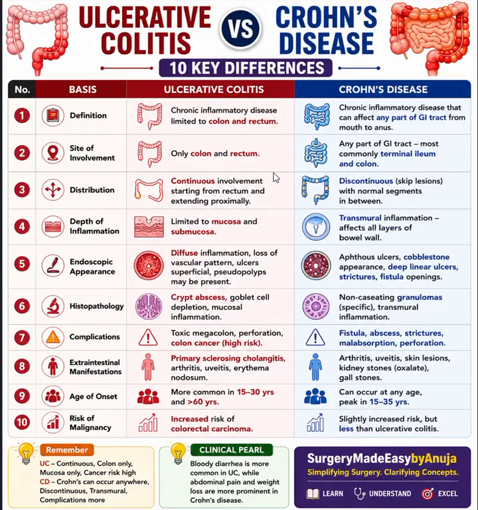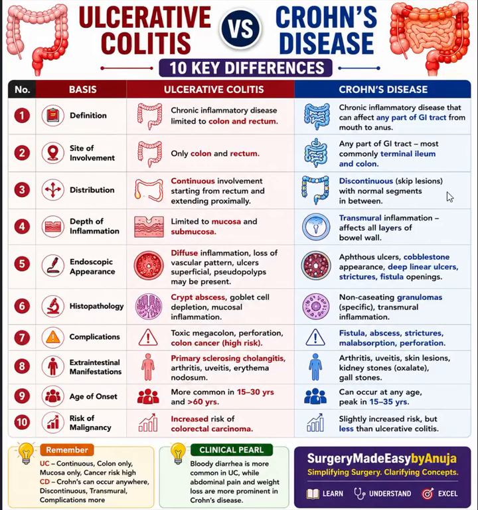Then, the site of involvement in ulcerative colitis is only confined to the colon and the rectum, whereas, like we saw in the definition, Crohn's disease can happen in any part of the GI tract, and the most commonly affected site of involvement is terminal ileum and colon.